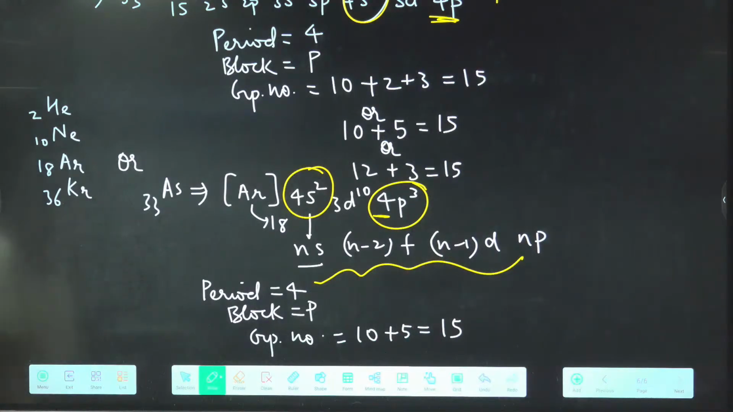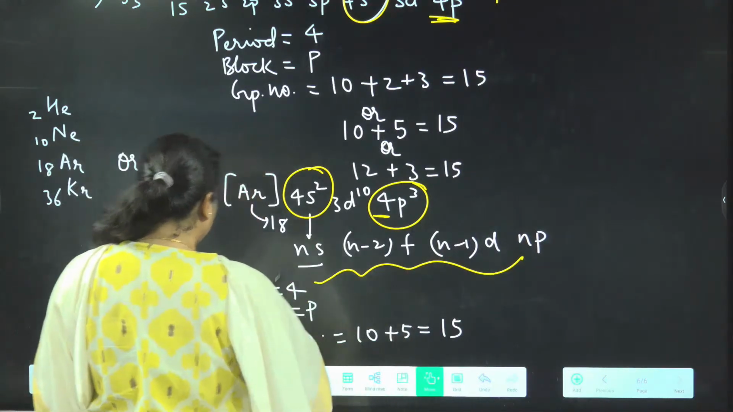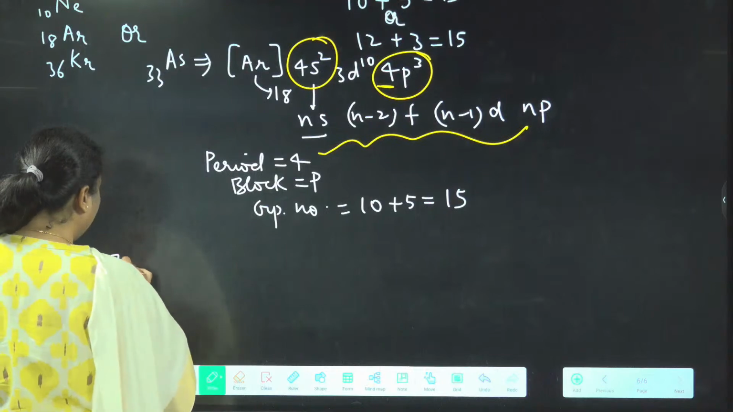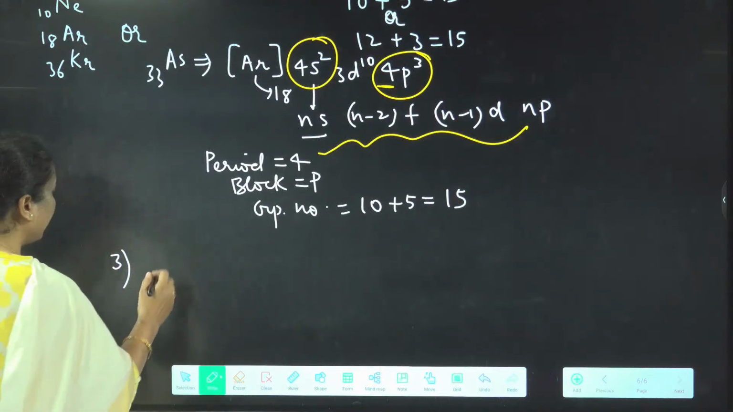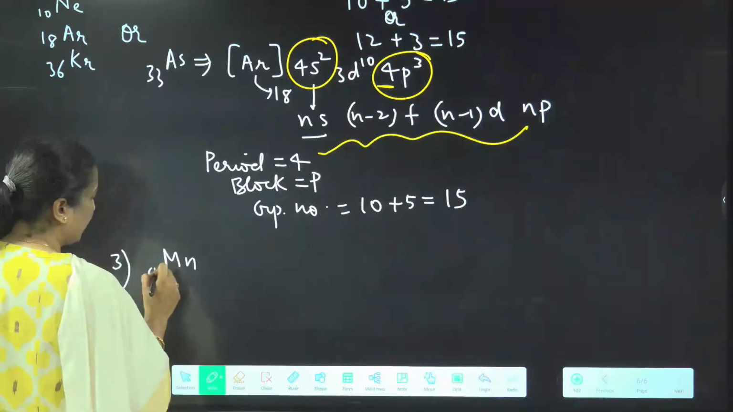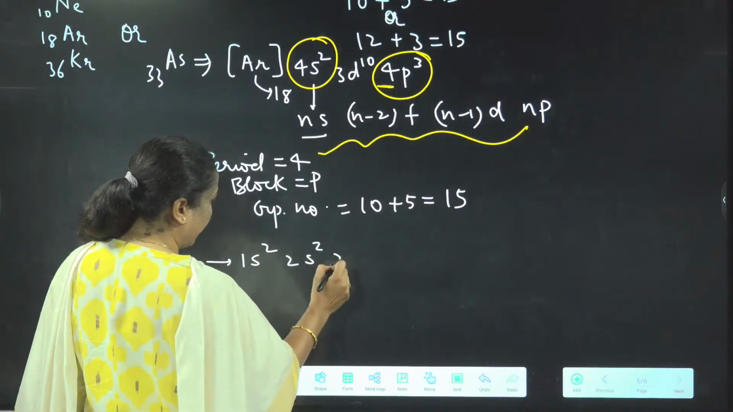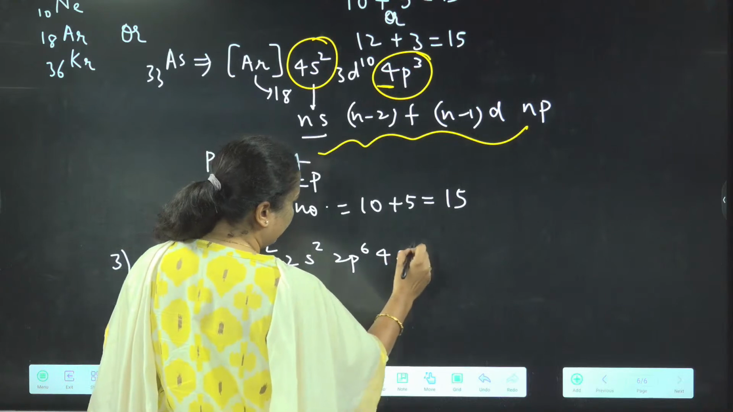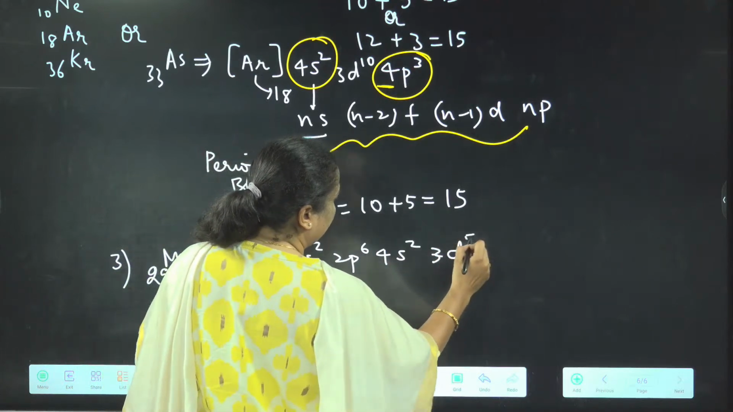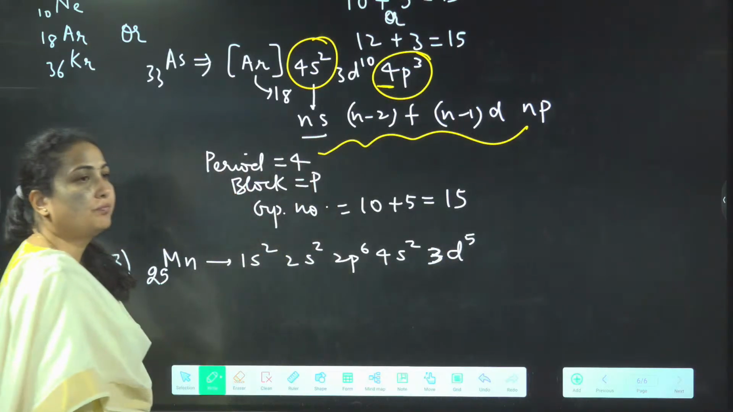Yes, are we done? Okay, now let us proceed for another problem. Let us say I am giving you Mn which is 25, right? So when I write down its configuration, it is 1s2, 2s2, 2p6, 4s2, 3d5. That's how we write down the configuration, right?